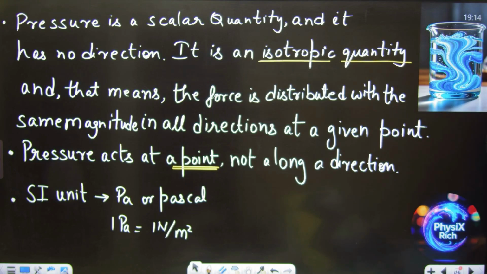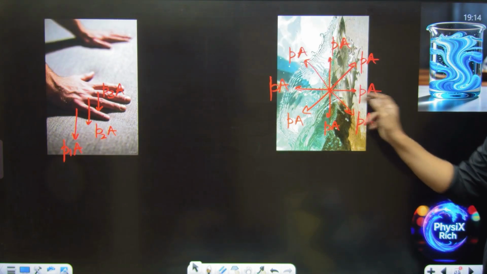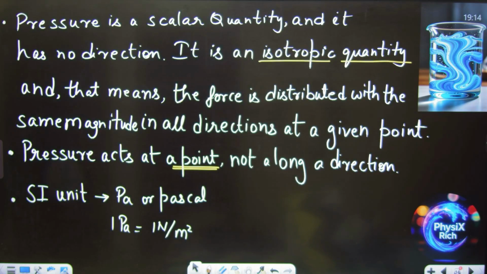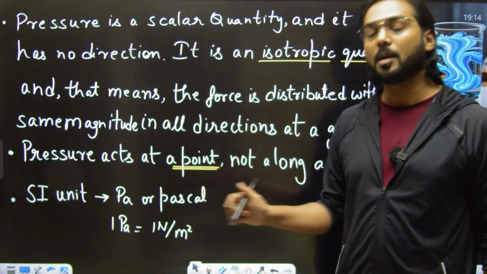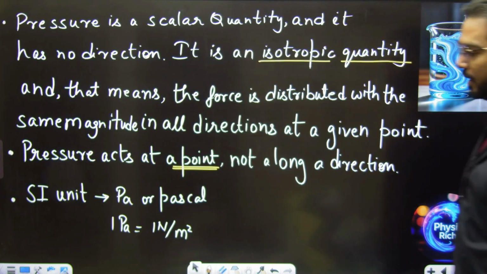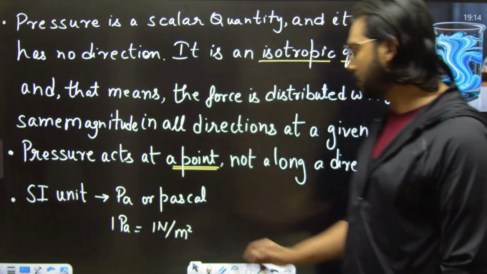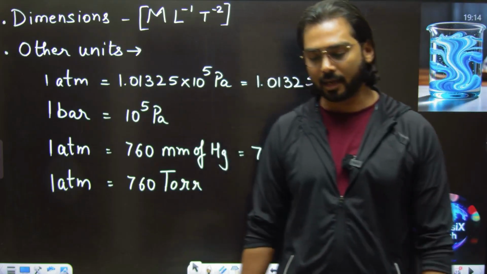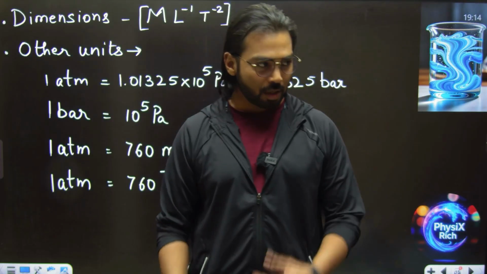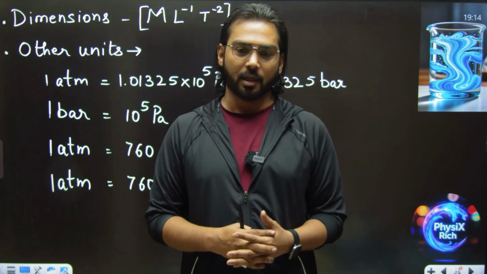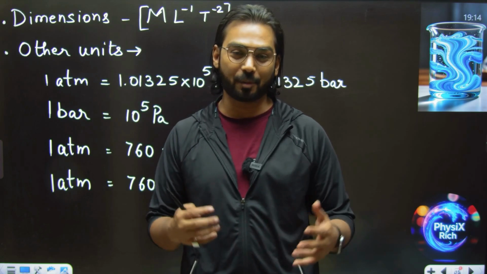At a given point you will see that the force will be acting in all the directions because pressure is an isotropic quantity. So pressure acts at a point. All right, pressure acts at a point and not along a direction. We measure it in pascals, and a pascal is the same thing as a Newton per meter square. Now you see guys that there are multiple ways that I can actually explain pressure to you. Now you look at me, you see I'm a big guy. I weigh something around 150 pounds maybe. Okay, not so big maybe.